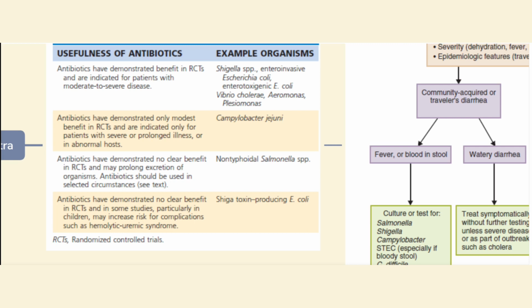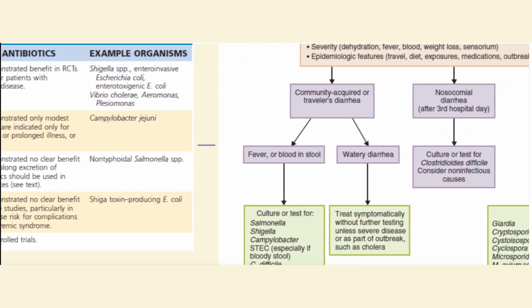And if we look at antibiotics that have demonstrated no clear benefit, and on the other hand showed more of a risk for complications such as hemolytic uremic syndrome, we could see that starting antibiotics too early in Shiga toxin producing E. coli will lead to an increased risk of hemolytic uremic syndrome. So unless we have really serious complications or really serious illness, antibiotics should never be given for such patients.